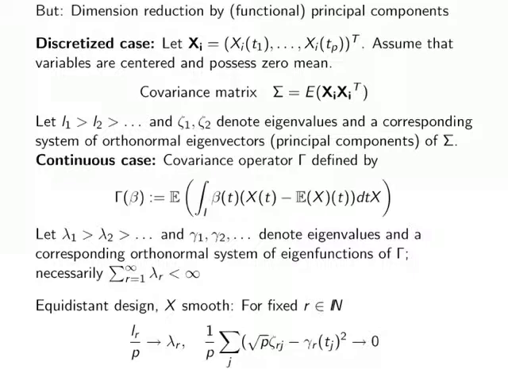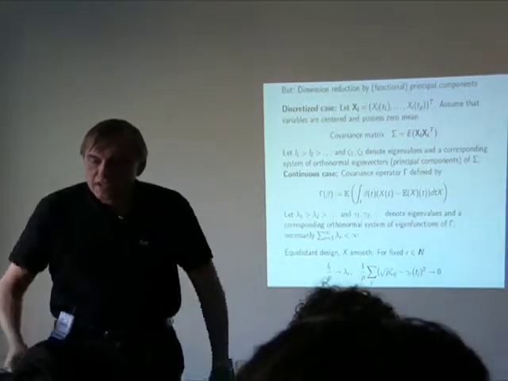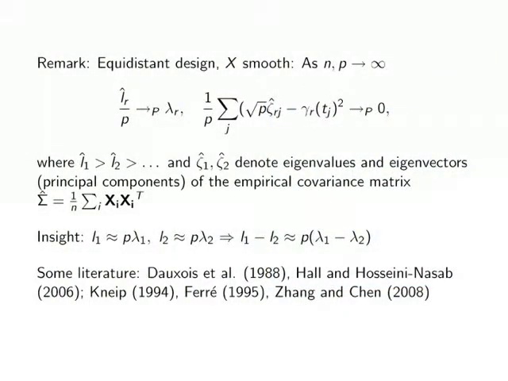And if you have the continuous world, you have then the covariance operator. And so you have the eigenvalues and the eigenfunctions of this gamma. And if X is smooth and equidistant design, you can show under some regularity conditions the eigenvalues divided by P will converge to lambda r. And also the eigenvectors suitably standardized will converge. Their results would show that this is generally true. And this holds in principle also for all P, even if P is much larger than n in this context. And you have some convergence in this respect.